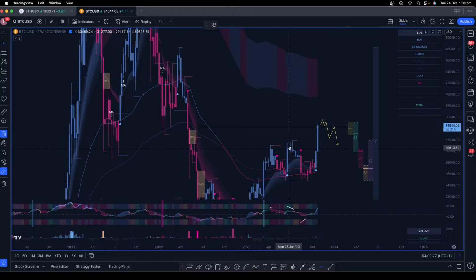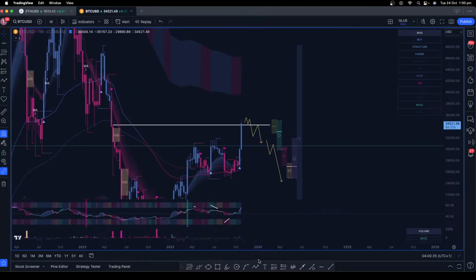Wait for price to then get back below this level if it wants to, and short, take these two lows out. That's something you can do. Maybe it holds at this level. Who knows? I don't like to predict anymore.